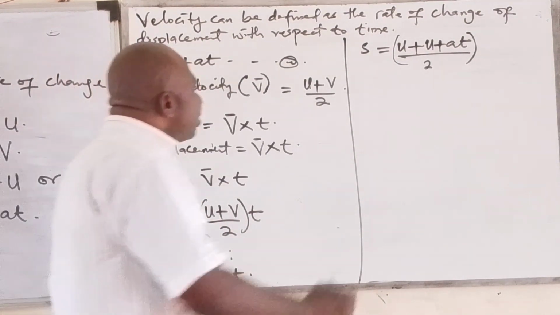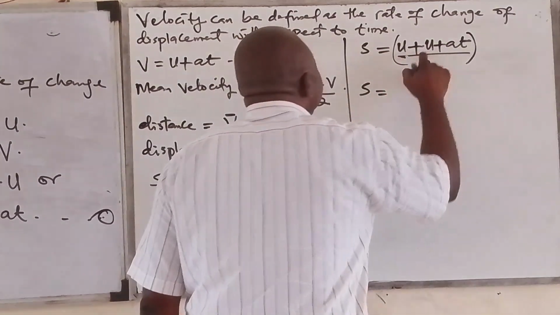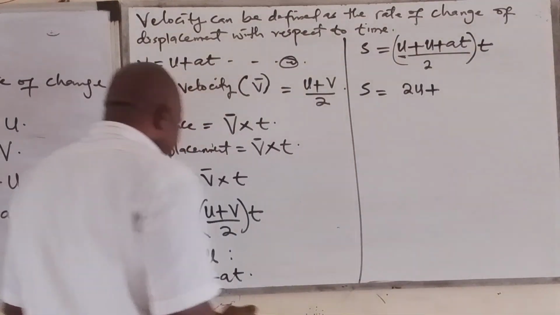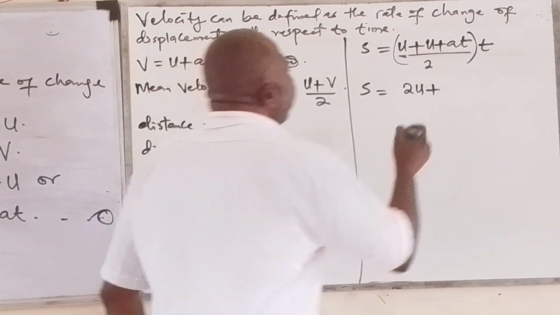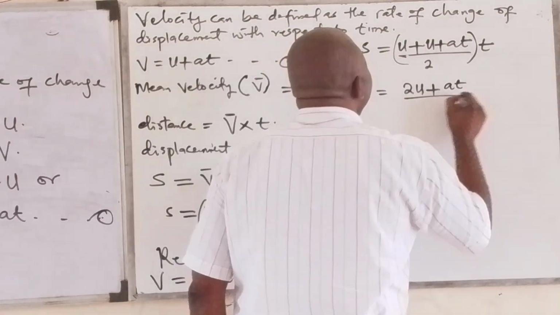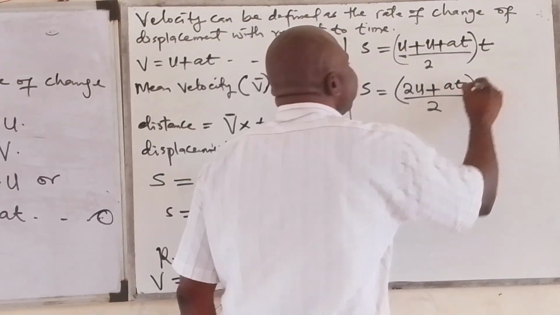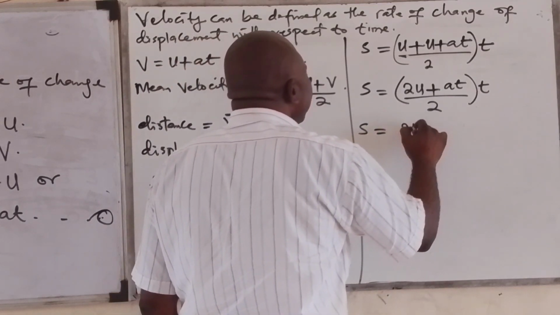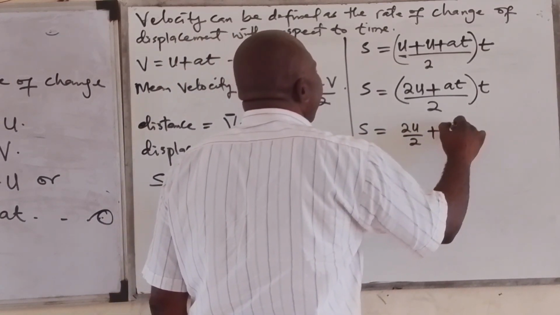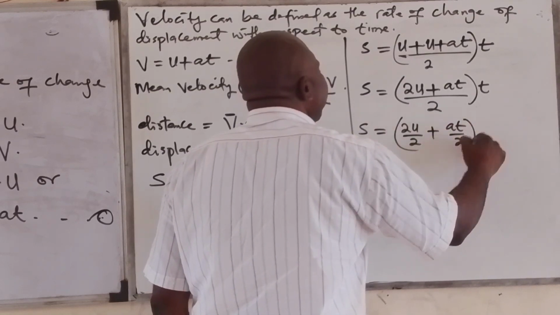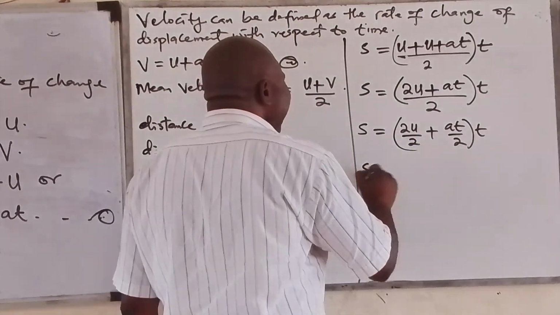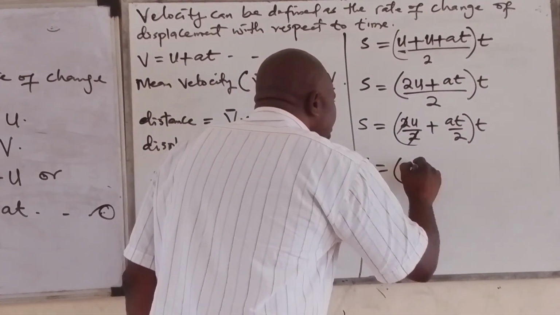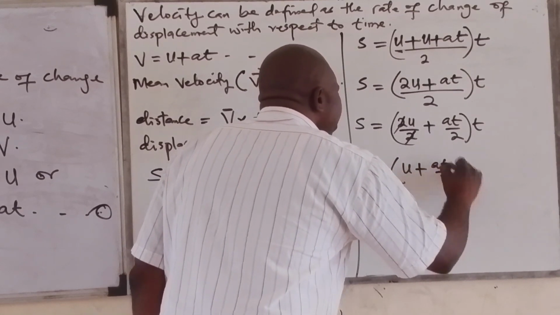In this case, s will be equal to u plus u, which is 2u, then plus at, all over 2, then times t. So it therefore means that s will be equal to 2u all over 2 plus at all over 2, then times t. The 2 will cancel with this 2, so we have u plus at all over 2 times t.